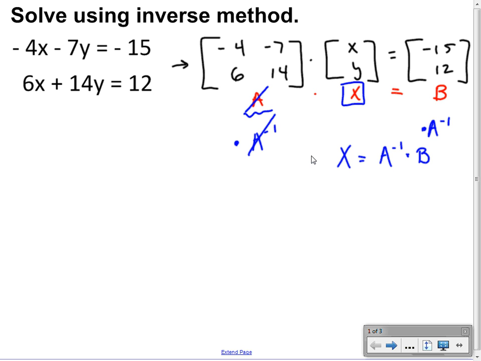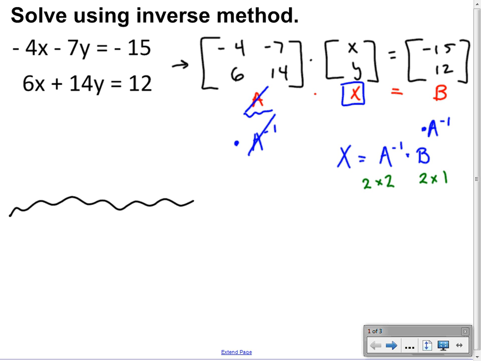You have to make sure that it goes in this order. You cannot reverse it to B times the inverse of A, because we won't be able to do the dot product. The dimensions won't line up. A inverse is going to be a 2 by 2, and B is a 2 by 1. So this is the only order we can actually multiply those two matrices in.